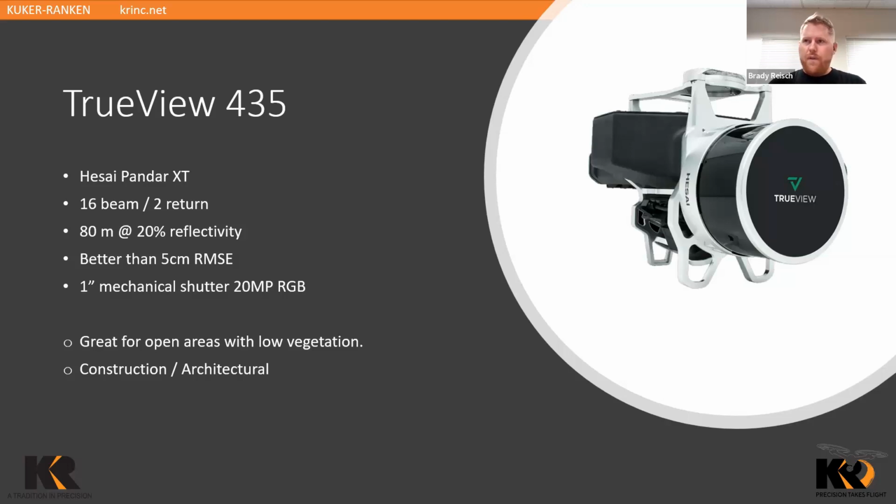So really the 435 system is a great option for open areas with lower vegetation. This is great for construction and architects alike to scan the information and get a lot of usable data in order to make educated decisions. So that would be my suggestion for the 435 system. And this is more of a starting system, so it's on the lower end of the pricing structure.